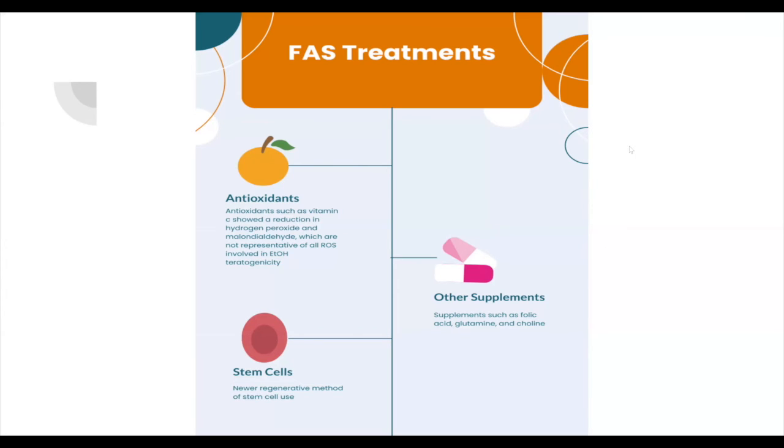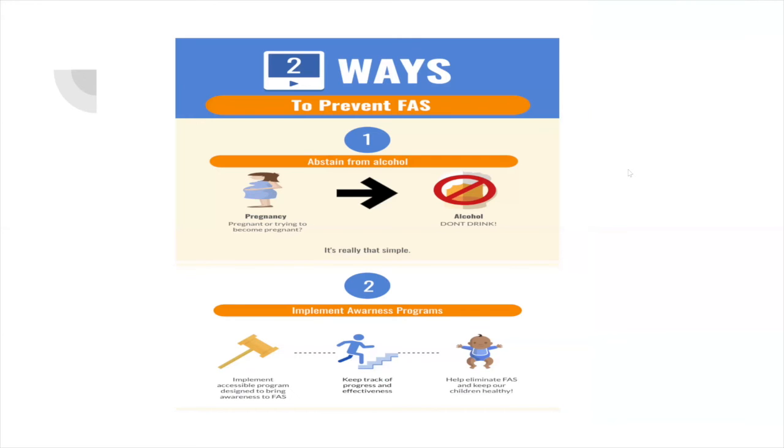Now, the most effective way to combat FAS remains in prevention in the first place. So don't drink when you're pregnant or trying to become pregnant. It sounds that simple because it really is. And there are also several state and federal programs designed to keep track of the mother's alcohol consumption before, during, and after birth. And one of those programs is highlighted here on the next slide.